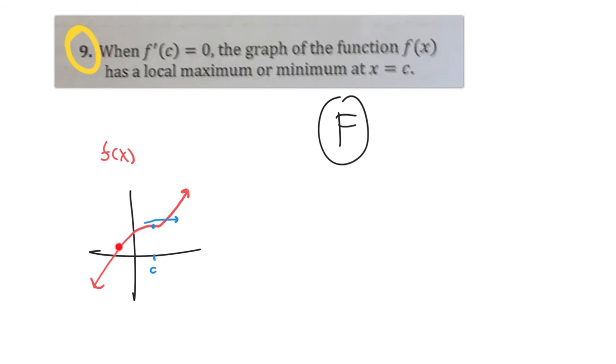Now we can clearly see in this counterexample that this point is not a maximum or minimum. So in other words, just because the instantaneous slope at this point c happens to be 0, it doesn't necessarily mean that there's a peak or a valley here. It could just go up again after that. Okay, so hopefully that makes sense.